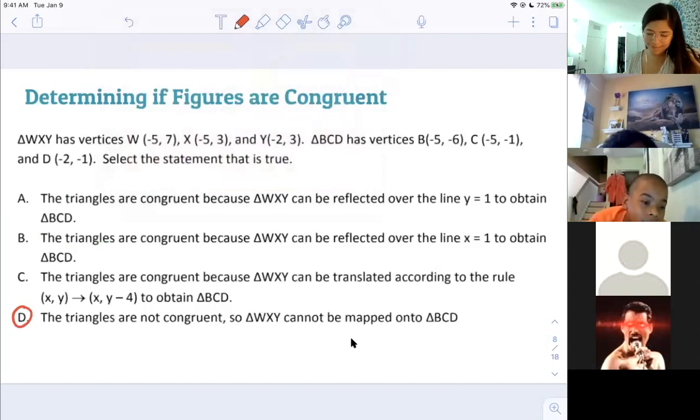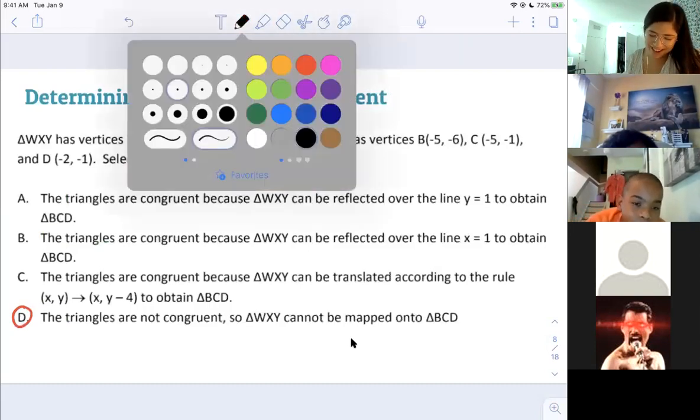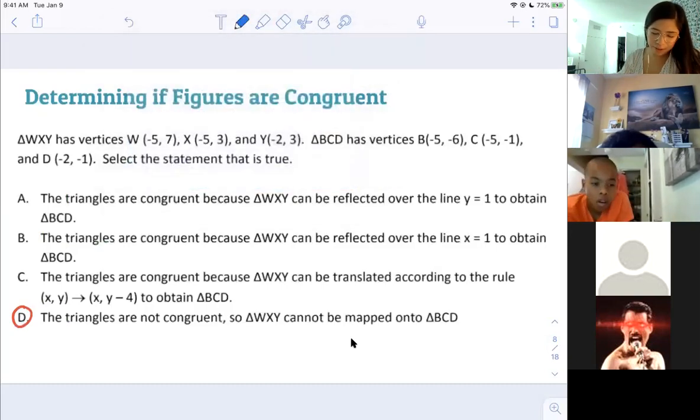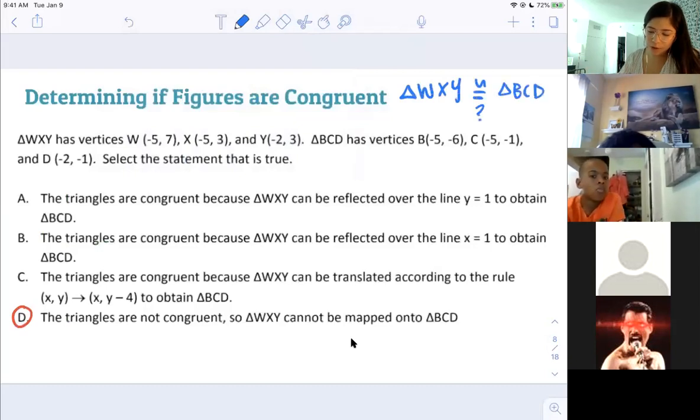Okay, Daniel, you're so excited. I love that. Okay, so let's actually look at this a little more carefully. We know that we're trying to prove whether WXY is congruent, we don't know if it is, to BCD, which means W has to match up with B.